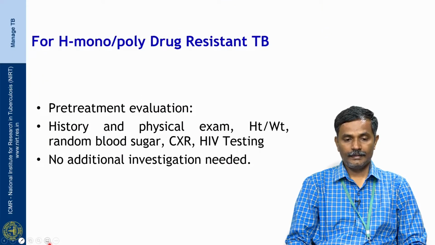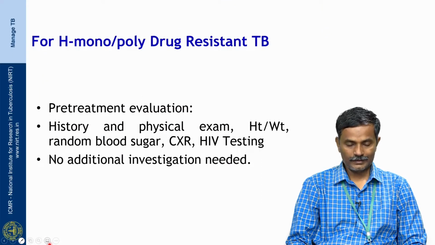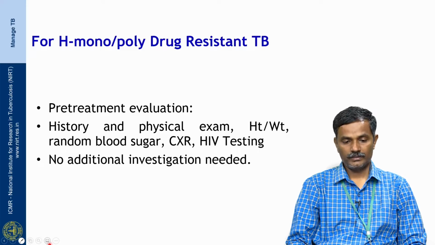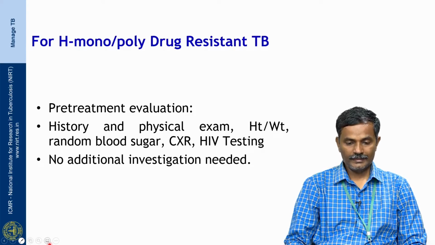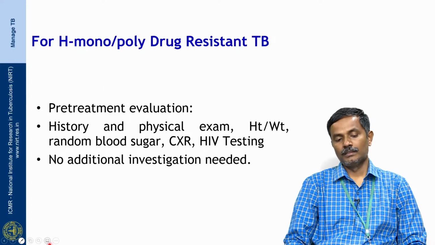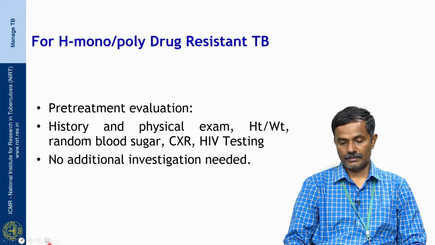For H mono or poly drug-resistant TB, the pre-treatment evaluation includes only history and physical examination with height and weight, random blood sugar, chest X-ray and HIV testing. There are no additional investigations needed.